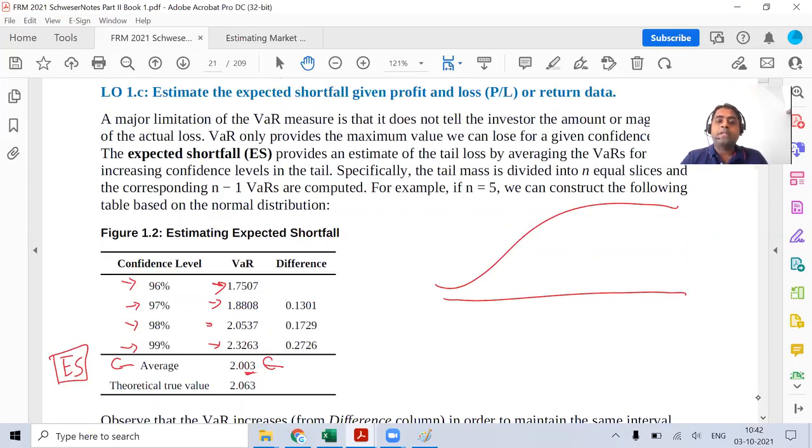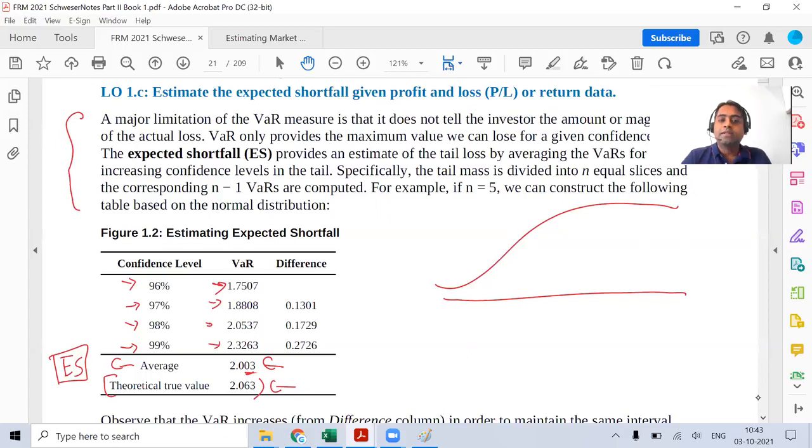But there is one more point given over here, which is the theoretical true value. When I keep on running the simulation for say 10,000 data points or 50,000 data points, and increase the number of iterations, then my actual expected loss, that is called the theoretical true value of expected loss, should be around 2.063. So when I increase my number of data points, I will reach towards that. That is what it wants to highlight.